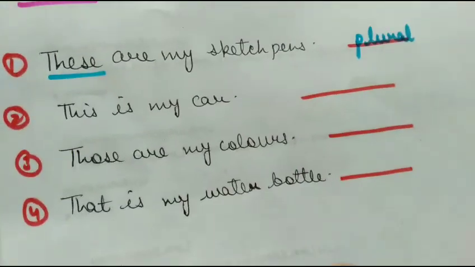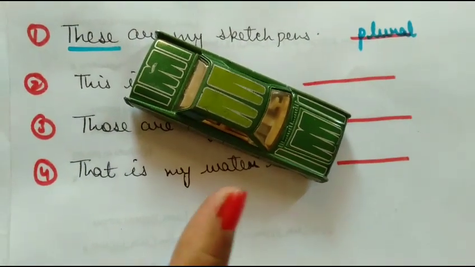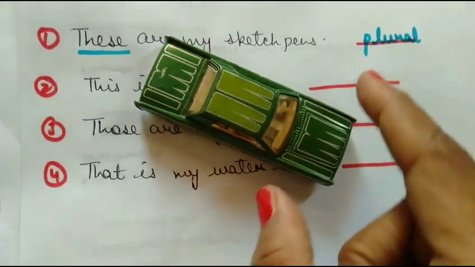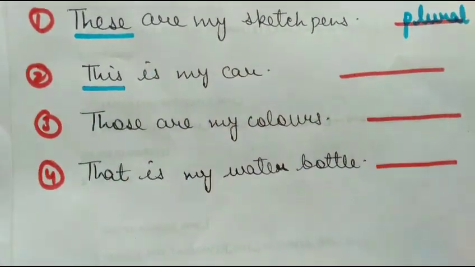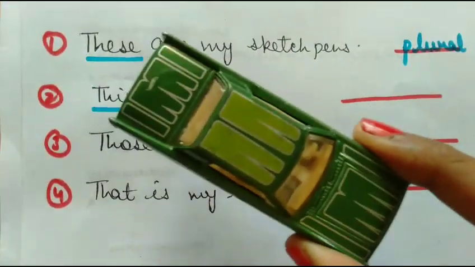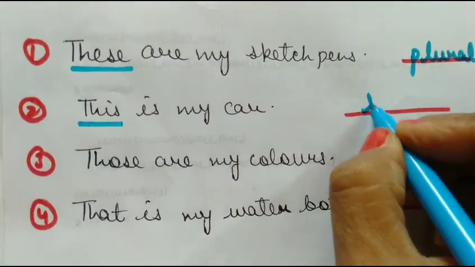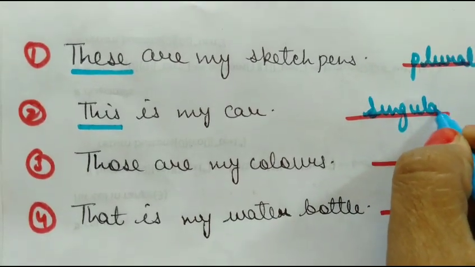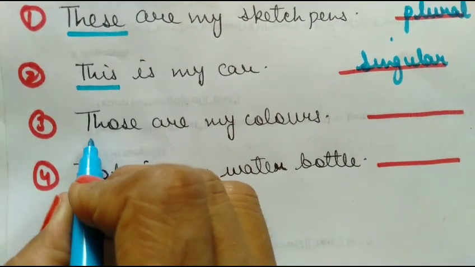Plural. This is my car. You all can see this is my car. So, what is the demonstrative pronoun in the sentence? This. And this car is singular in number. It is one. Singular.